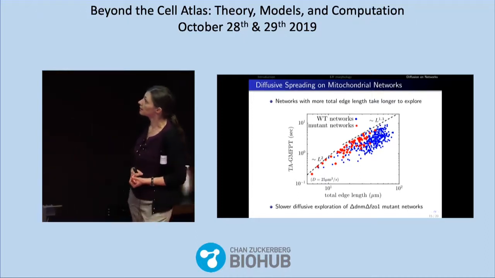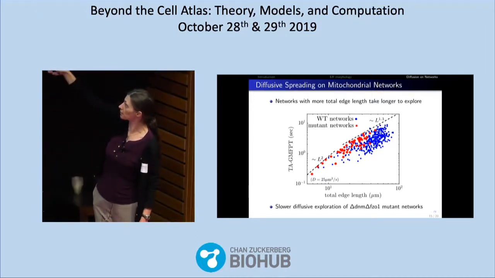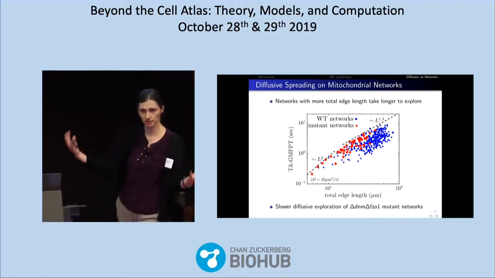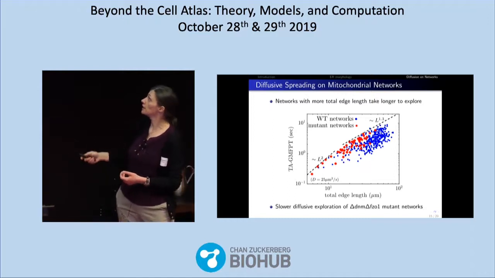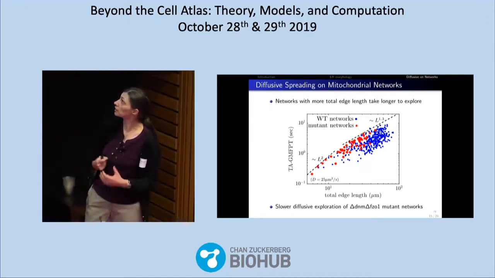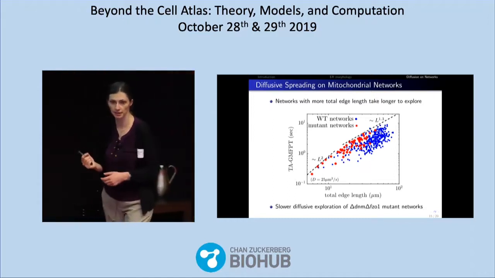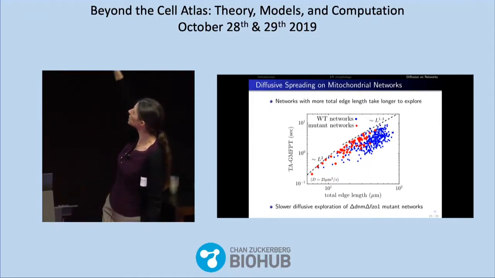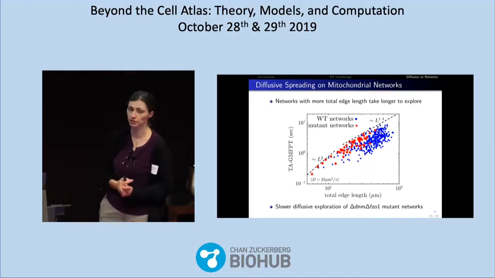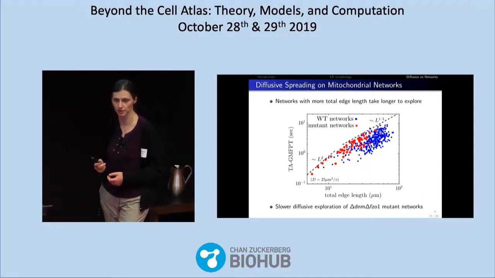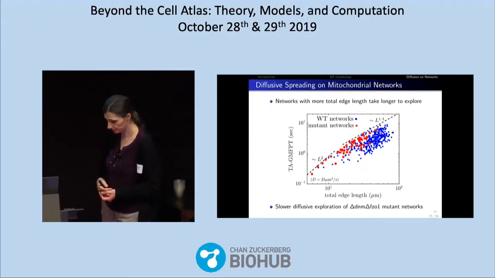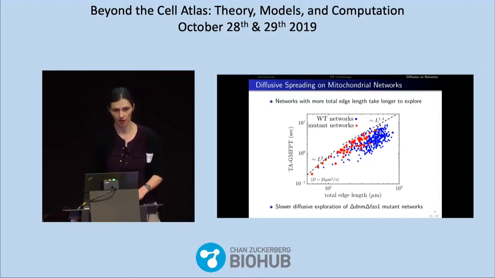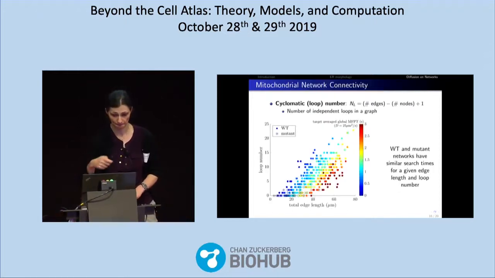All right, so plotted here is our search time metric versus the total edge length in one of these mitochondrial networks. Obviously, the more extensive the network, the longer it would take to search. Each little dot here corresponds to a single wild-type network for a blue dot and a single mutant network for a red dot. And the main feature to see here is that the mutant networks do, in fact, tend to have longer search times than the wild-type networks, even for the same total length of network. So there's something about that reduced connectivity that is, in fact, going to make it harder to search through these networks.